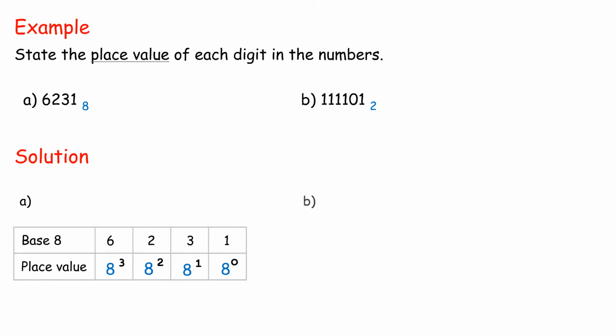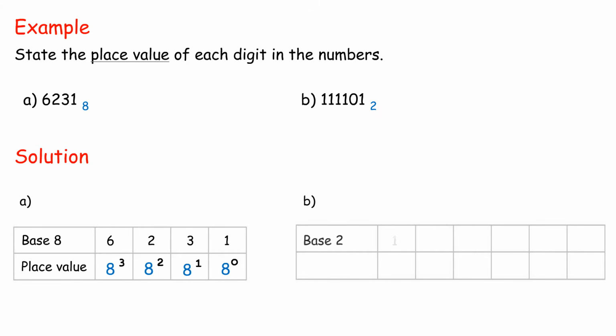B. Write down the digit in base 2: 1, 1, 1, 1, 0, 1. After that, write down the place value from right to left: 2 to the power of 0, 2 to the power of 1, 2 to the power of 2, 2 to the power of 3, 2 to the power of 4, and 2 to the power of 5.